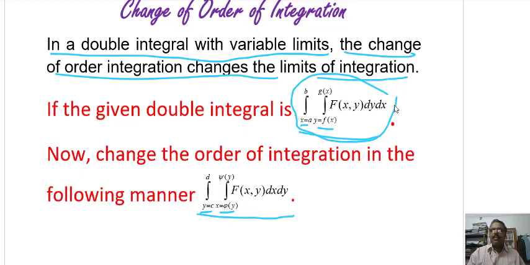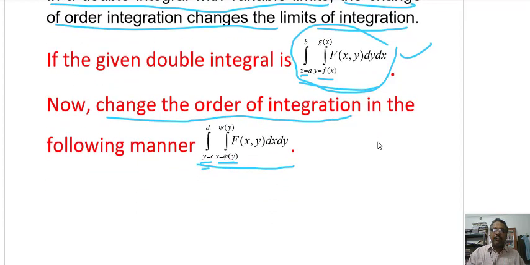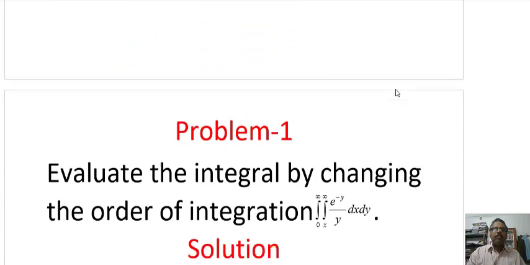So if the given integral is x from a to b, y from f of x to g of x, now change the order of these two variables. First integrate with respect to x, then integrate with respect to y. This method of changing the order is nothing but change of order of integration. Now we will discuss the change of order of integration with problems.